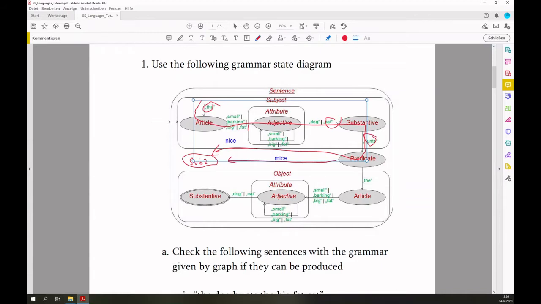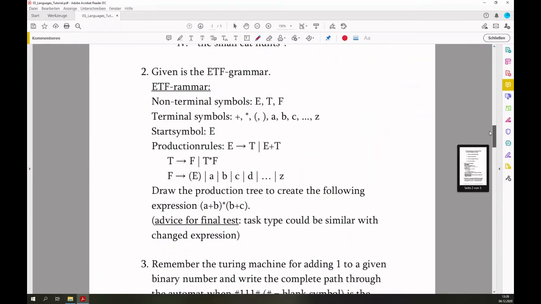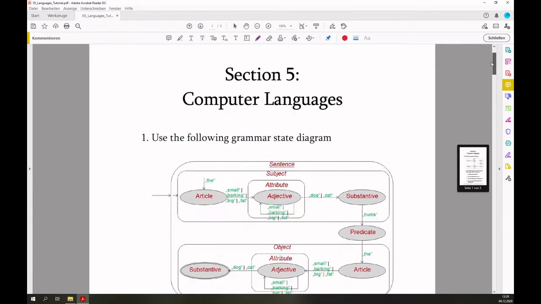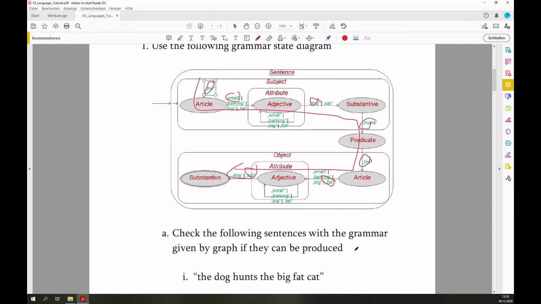Let's go to the next sentence. The next sentence is: the small dog hunts the fat cat. So let's do this here. The small dog hunts the fat cat. Oh, it's already accepted, so we don't have to change anything.